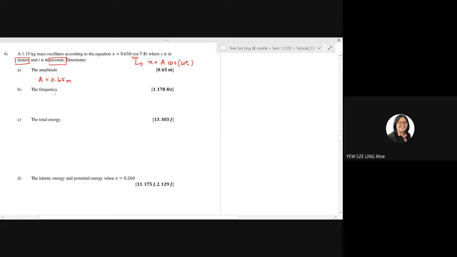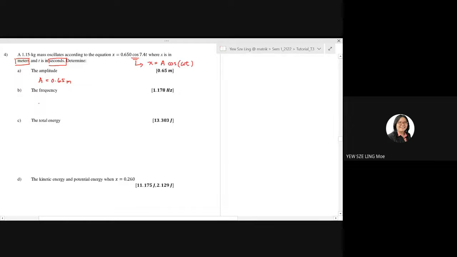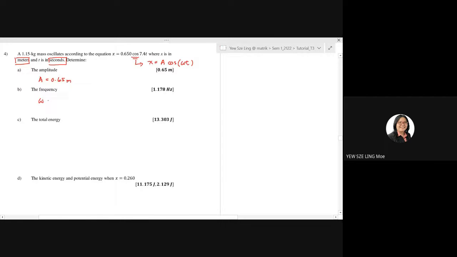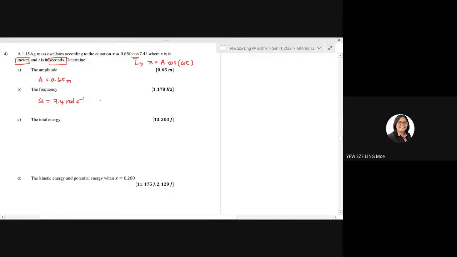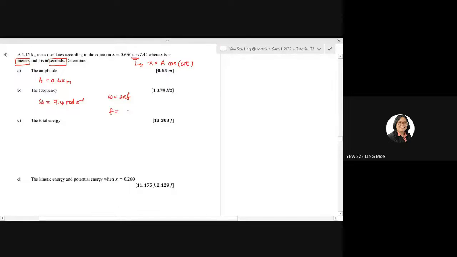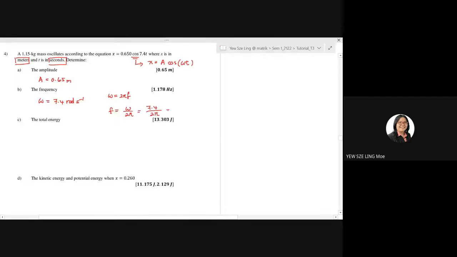And then the frequency. Now, how to calculate it? Well, I have omega. When I have omega, problem solved. So omega equals 7.4 radian per second. Now you don't have pi in your equation. Be careful. Now omega is without pi. So omega equals 7.4 radian per second. So we know omega equals 2 pi f. Rearrange the equation. f equals omega over 2 pi, which equals 7.4 over 2 pi, which equals 1.178 hertz.